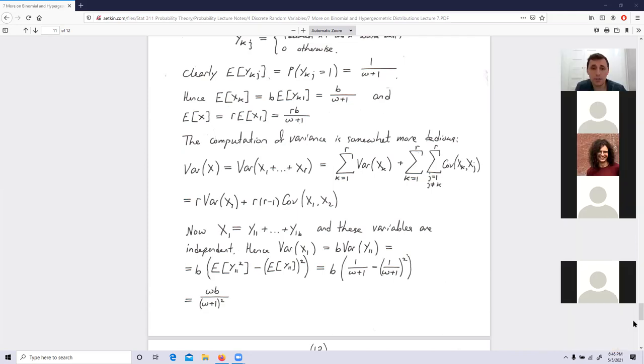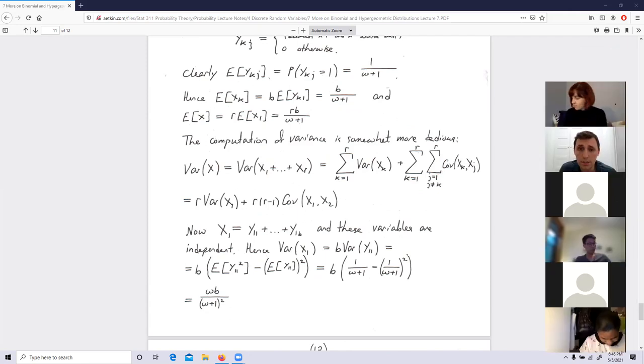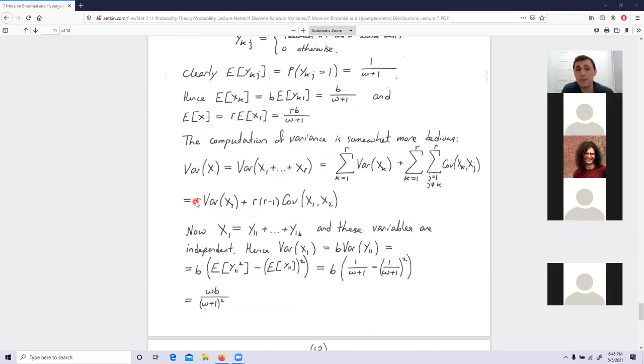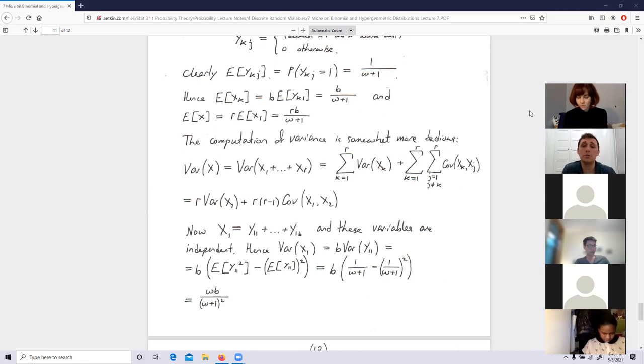It's not always easy to communicate, but this variance is the summation of the variances plus the summation of the covariances. Now, for the variance, it is the same as R times the variance of X1, and the covariances are the same as R times R minus 1 times the covariance of X1, X2. Do you agree? I can collapse the summation to just computing the variance for X1 and the covariance for X1, X2.